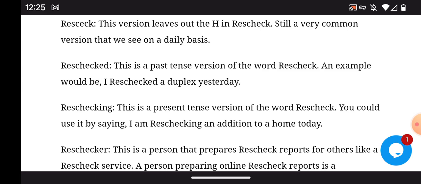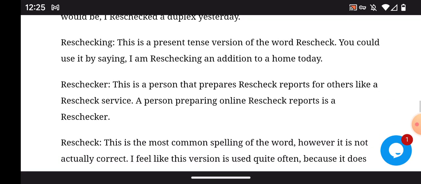This version leaves out the H in Rescheck. Still a very common version that we see on a daily basis. Reschecked. This is the past tense version of the word Rescheck. An example would be, I reschecked a duplex yesterday. Reschecking. This is a present tense of the word rescheck. You could use it by saying, I'm reschecking an addition to a home today.